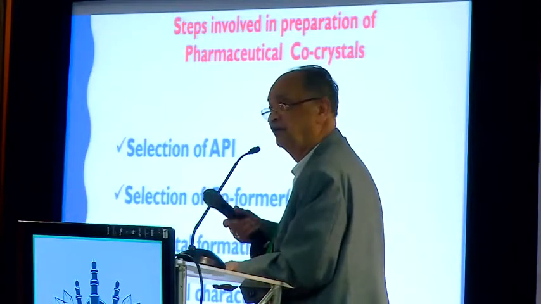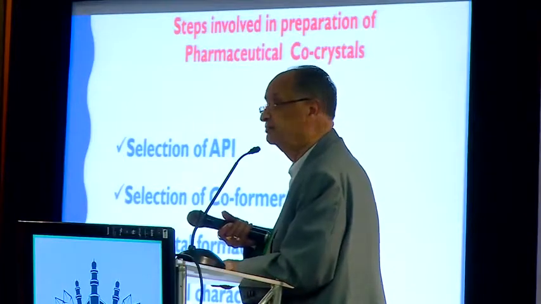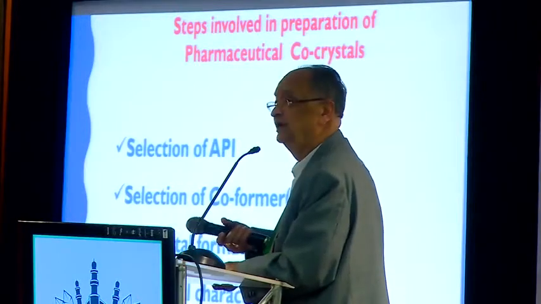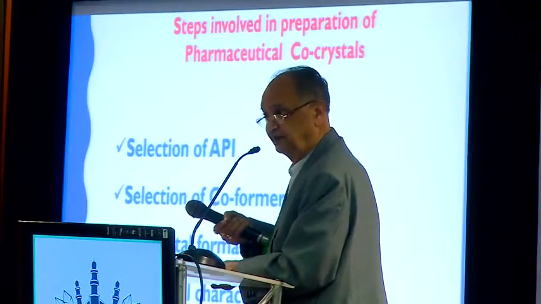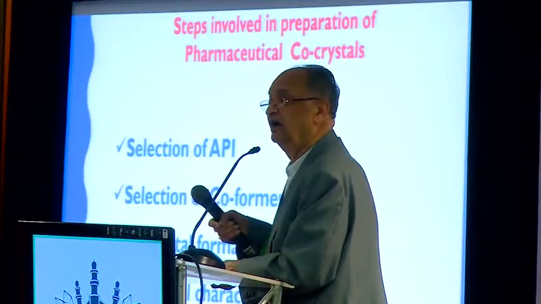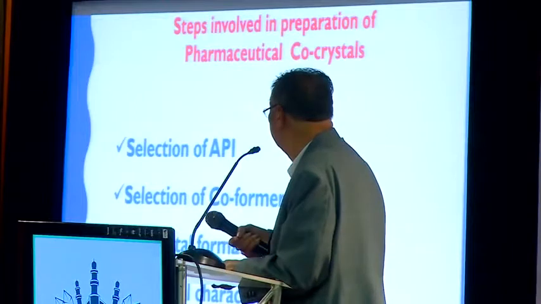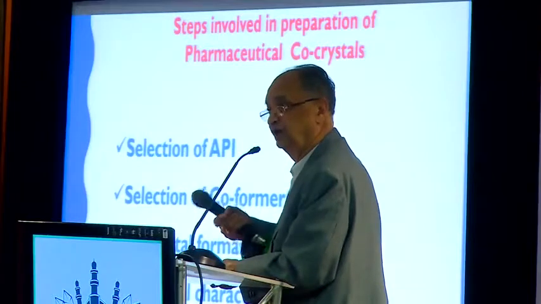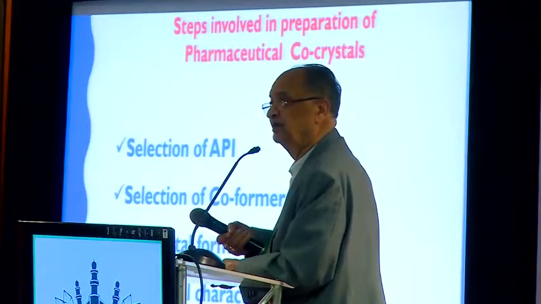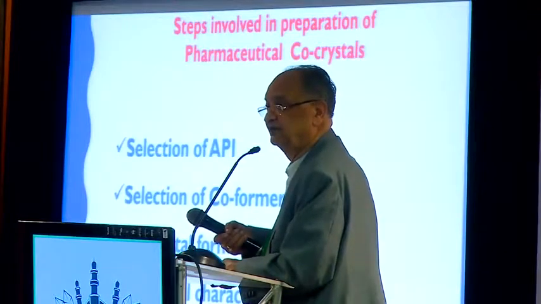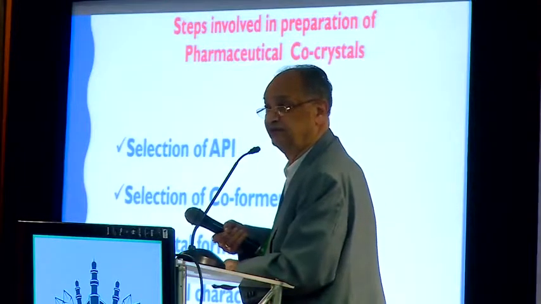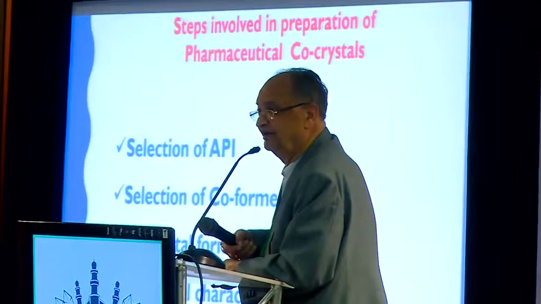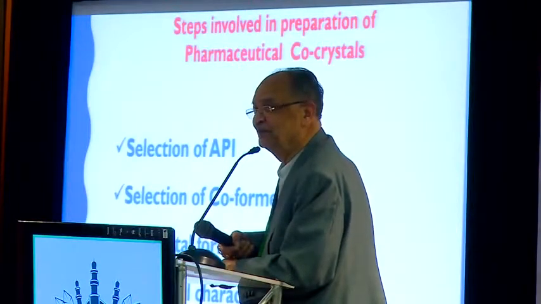First you have the selection of an API, which is a fit case. Then selection of the co-former. It can be a drug substance, another drug substance, or it could be a GRAS substance. Co-crystal formation and screening should be done at laboratory scale. These are very primitive methods, not as well defined as organic synthesis. Gautam Desiraju might get offended if I say this.